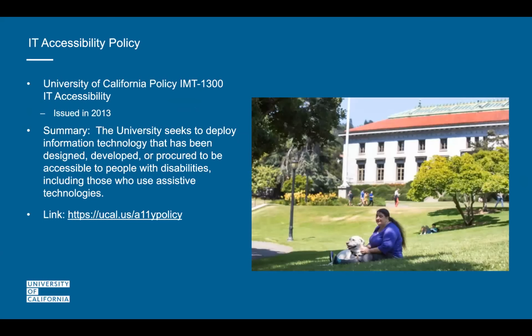The IT accessibility policy. We do have an IT accessibility policy. It's under the University of California policy IMT-1300, which is the IT accessibility policy, issued in 2013. The summary of this policy is that the university seeks to deploy information technology that has been designed, developed, or procured to be accessible to people with disabilities, including those who use assistive technologies. We'll include a link there, which will also be included in the resources list after this webinar. Next slide.